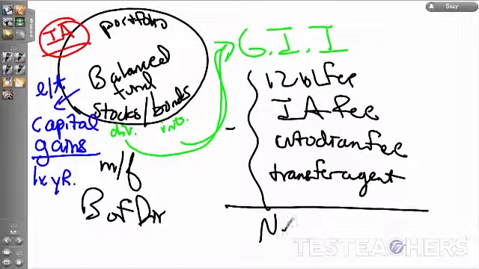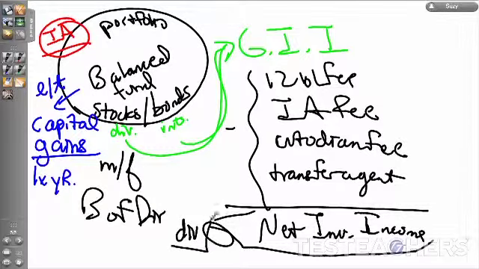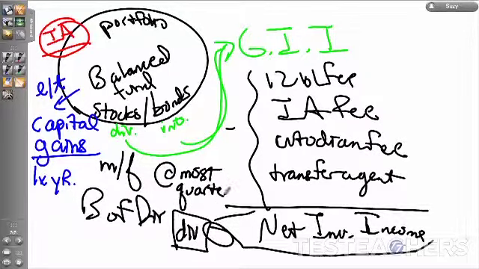The result is net, meaning after expenses, net investment income. It's out of the net investment income that we flow the dividends. So down through the pipeline, through the conduit, we said earlier, the dividends can be paid at most quarterly, just like the rule on common stock, at most quarterly.